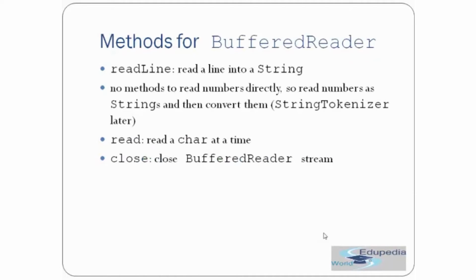Now, what are the methods for BufferedReader? The method in BufferedReader is readLine, which is to read a line into a string. So readLine will keep on reading till the line finishes. That means till it sees the enter character. So enter means next line. Till it reaches the enter character, it will keep on reading your line.